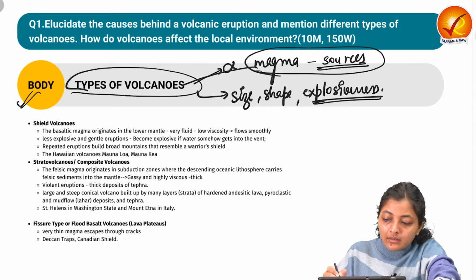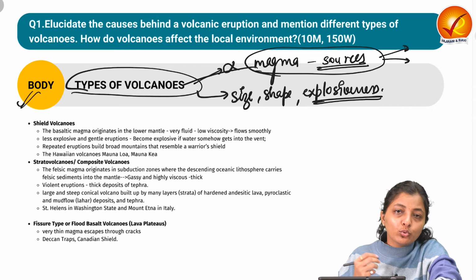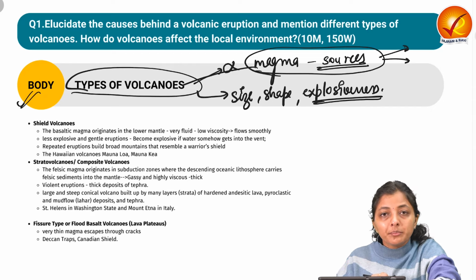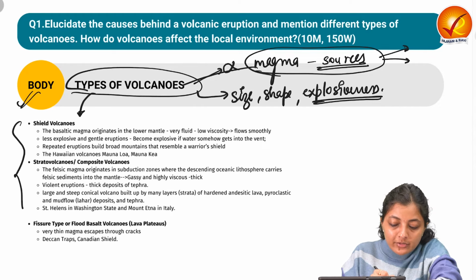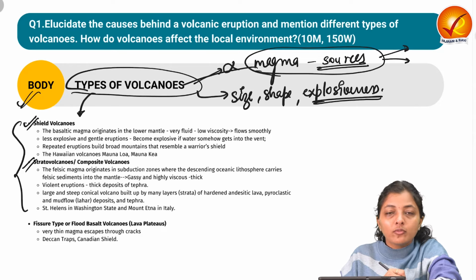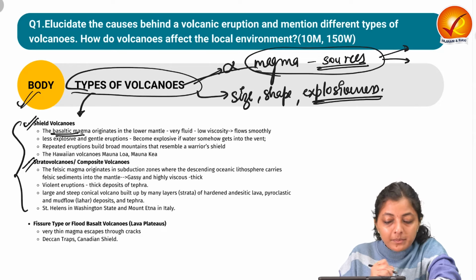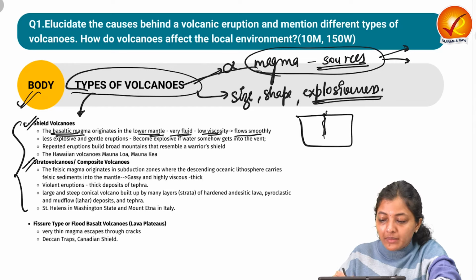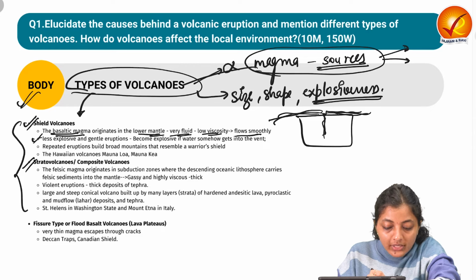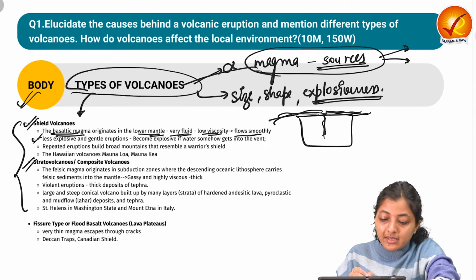Majorly, the magma comes from two types of rocks, felsic magma or mafic magma. On this basis we have mostly two types of volcanoes, shield volcanoes and stratovolcanoes. The shield volcano forms when basaltic magma, which originates in the lower mantle, is fluid in nature, so it has a low viscosity, and when it comes on the surface, it flows smoothly. It is less viscous and very dense, so it is less explosive and the eruptions are gentle.